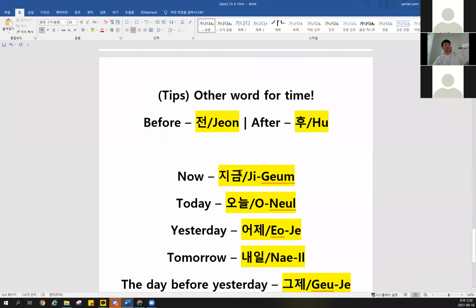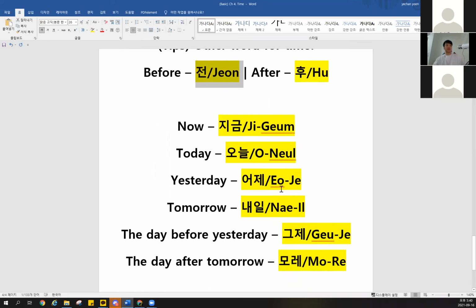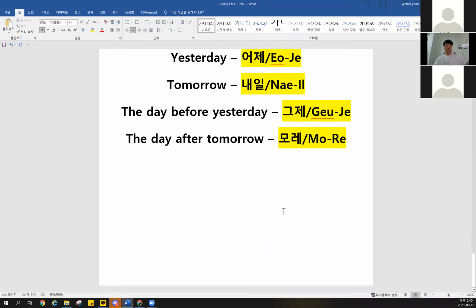Okay, I'm going to give some examples. So if you want to say 3 minutes before, how can you say? Minutes have to be counted with the Sino version. And 3 is what? 3. So 3 minutes is 3분, and what is before? 전. So it's going to be 3분 전. It's hard to memorize, huh? Don't worry, guys. We're going to practice right now.